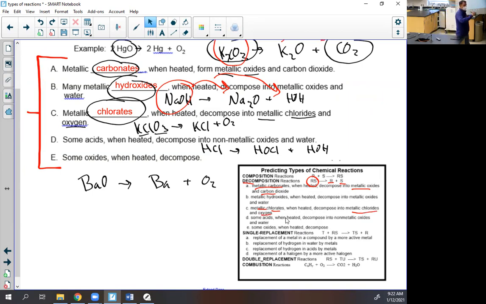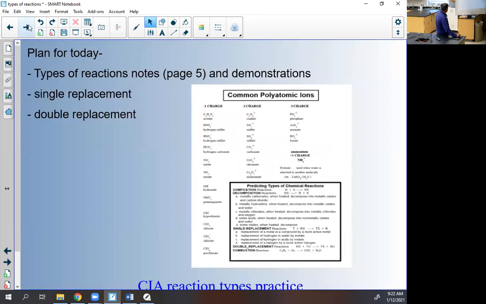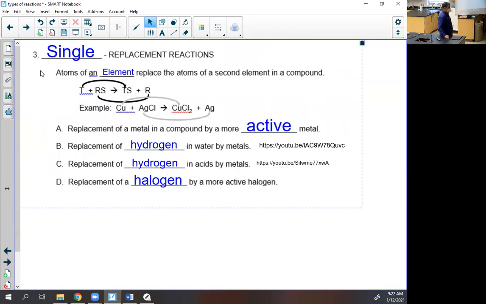So the key to composition is one product. The key to decomposition is one reactant. You okay with that so far? Okay, I hope that is good. We will go over these in the homework in a bit, but next we'll talk about the third type of reaction, which is a single replacement reaction.